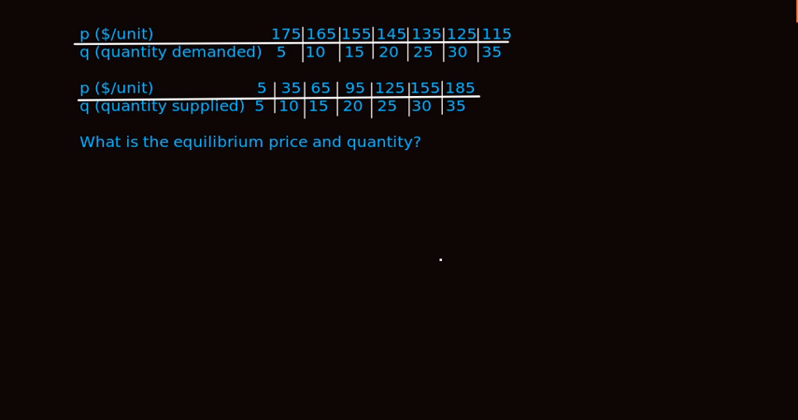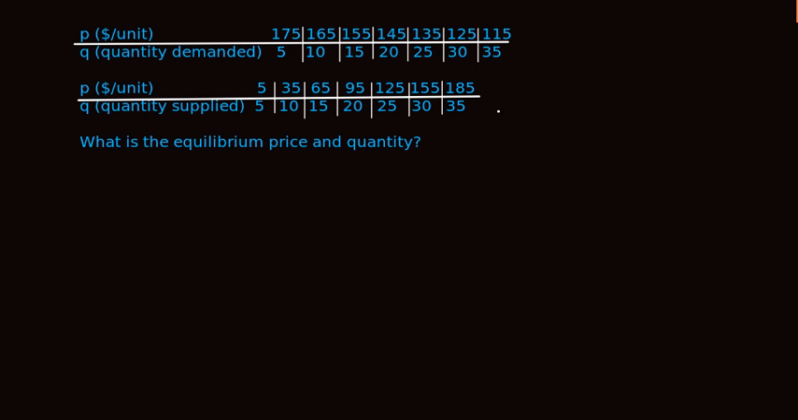Let's do an example involving supply and demand. In this example, the first table represents a demand function. We have the price in dollars per unit and the quantity demanded, how much at a given price consumers are willing to buy. In the second table, we have a supply function. So we have the price in dollars per unit and then how much the manufacturers are willing to supply at the given price. And we're asked, what is the equilibrium price and quantity?